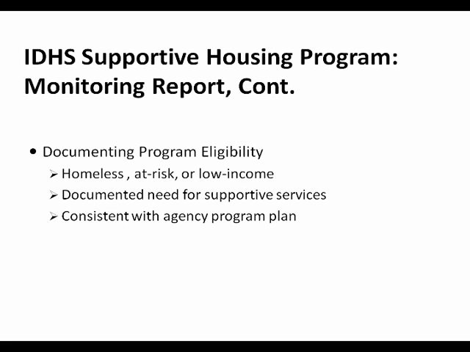You need to make sure that also documented in the file is the need for supportive services. I can't stress enough that supportive housing is not just affordable housing. There needs to be a need for supportive services with the affordable housing to make it possible for that person to maintain housing. So when you're documenting the need for supportive services, that would be like a proof of a disability, if a person had a mental illness or a substance abuse issue, if a person had a chronic physical health problem like HIV/AIDS or some other thing that would affect their ability to maintain their housing.